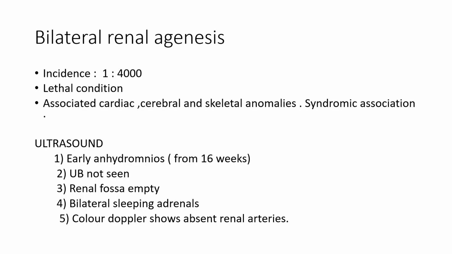Bilateral renal agenesis, the incidence is 1 in 4,000 pregnancies. It's a lethal condition. It's usually associated with cardiac, cerebral, and skeletal anomalies, and there is syndromic association also. On ultrasound, there is early anhydramnios due to absent urine production because bilateral kidneys will be affected. Usually seen after 16 weeks of gestation, and the urinary bladder is not seen. Bilateral renal fossae will be empty. Bilateral sleeping adrenal signs will be present. Color Doppler shows there are no renal arteries arising from the abdominal aorta.